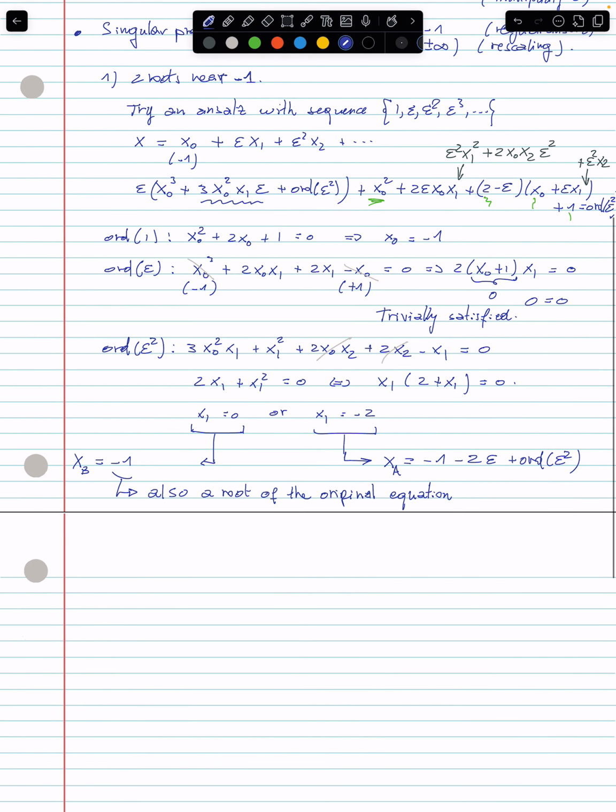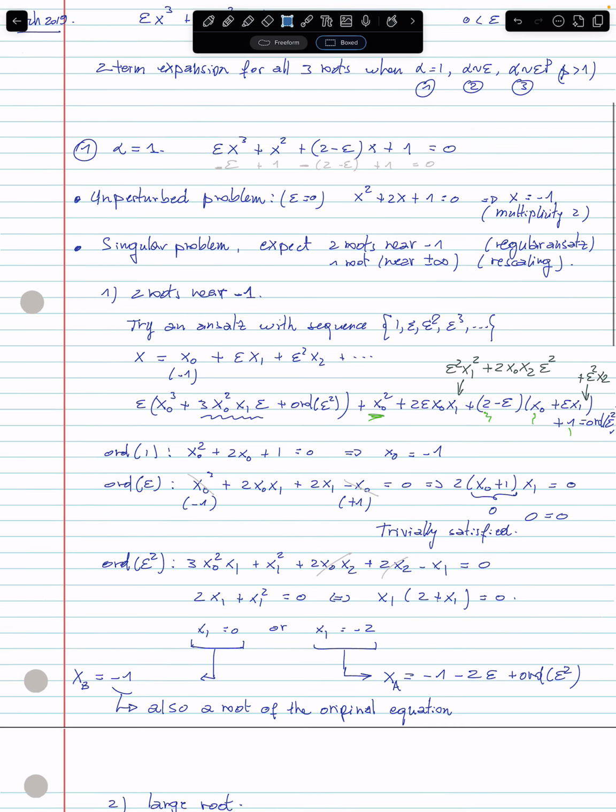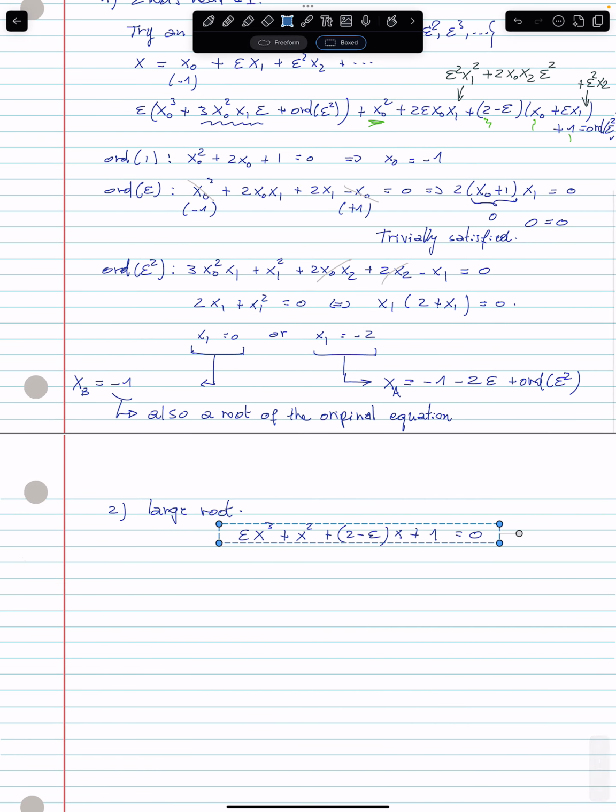Okay, second, we can focus now on the large roots. So we do expect a root that is large. Let me just copy this again so that we can keep it with us. Okay, what we are interested in now is to find the large root of that problem.